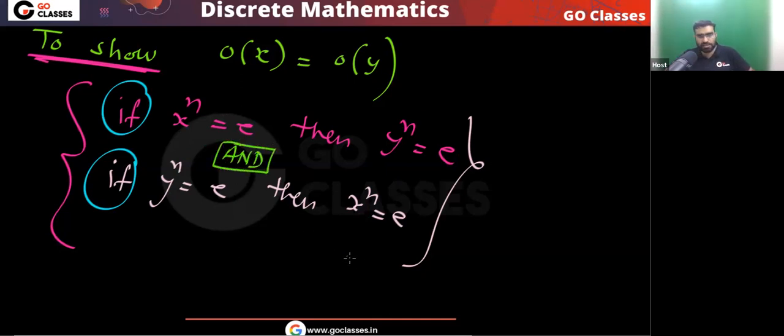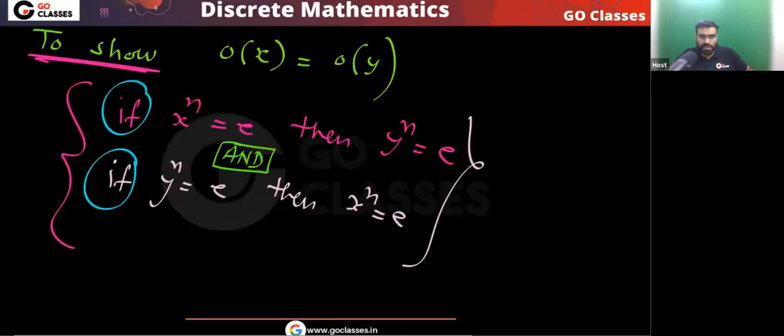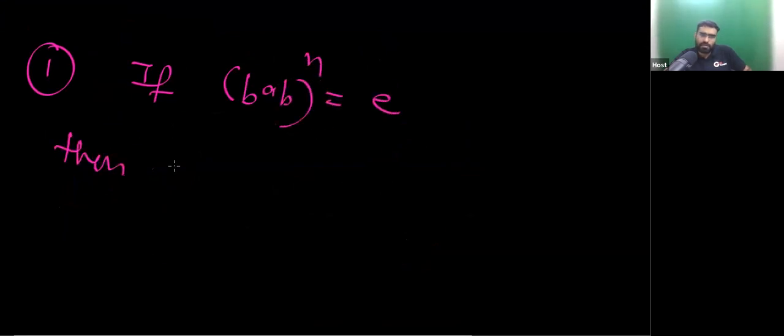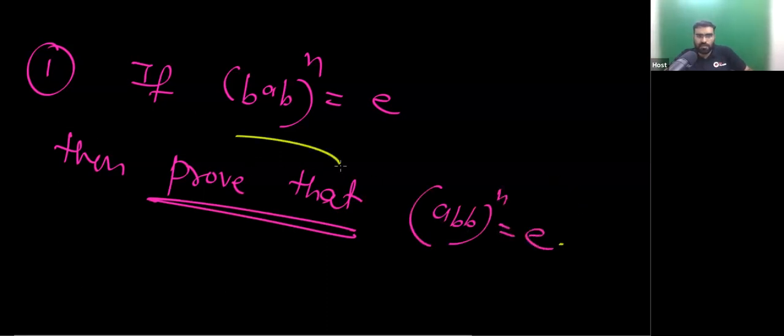You have to prove these 2 things. Very simple. What is the first thing we are proving? First we are proving that if (BAB)^n is E, then we must prove that (ABB)^n is E. Okay, this is our task.